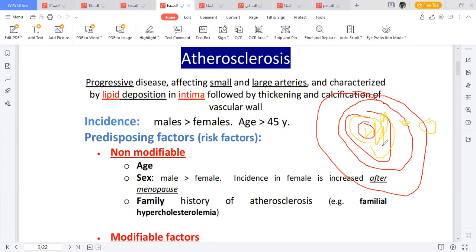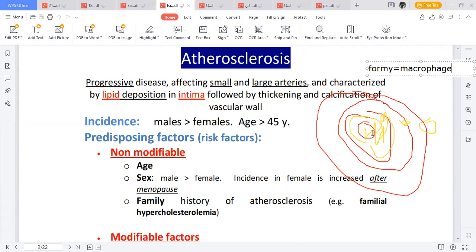And when the macrophages swallow that lipid, they are no longer called macrophages, but they are instead called foamy cells. I want you to understand this properly. Foamy cells are really the macrophages that have engulfed the lipids.